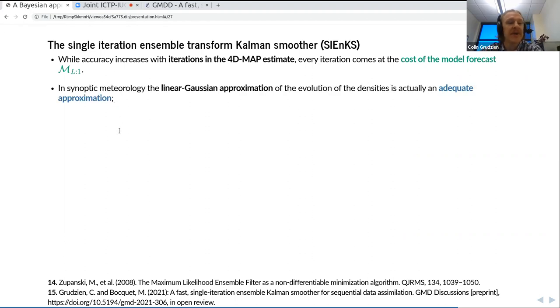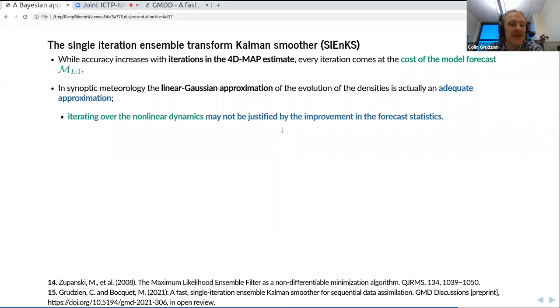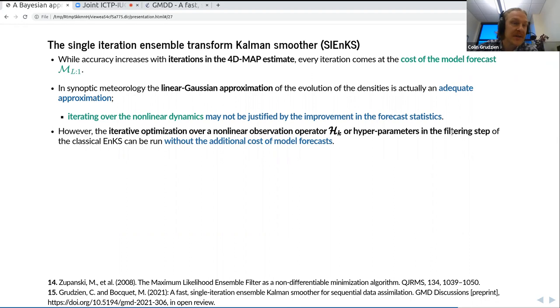And so the flip side is that in certain applications, such as synoptic meteorology, the linear Gaussian approximation of the evolution of the densities is quite often an adequate approximation. It's not badly approximated with this tangent linear model. And so iterating over the fully nonlinear dynamics may not always be fully justified by the improvement in the forecast statistics. Instead, we might consider only performing an iterative optimization over, for instance, the nonlinear observation operator or hyperparameters in the filtering step alone, just like in the classical ENKS that we saw at the first part of this. This is just running the filtering step and then producing a smoothing analysis retrospectively.